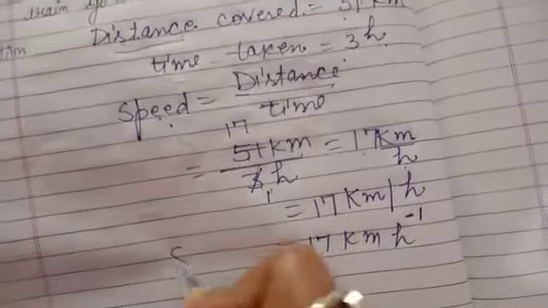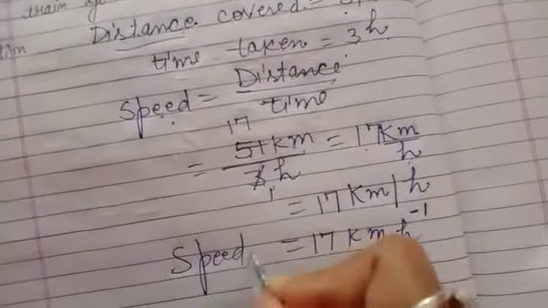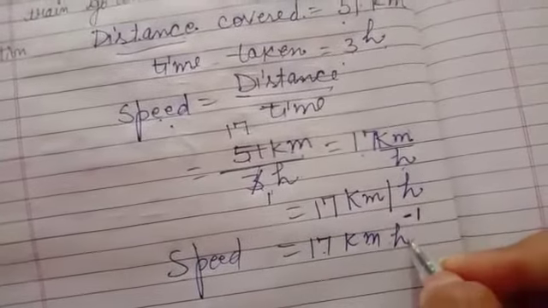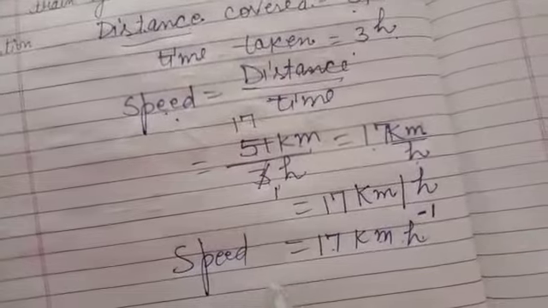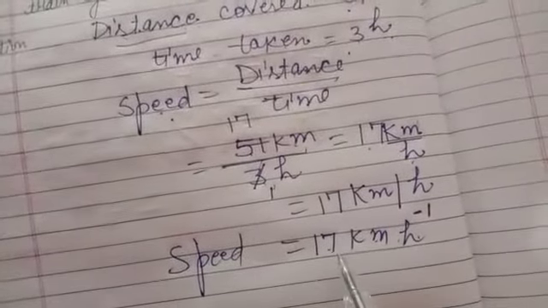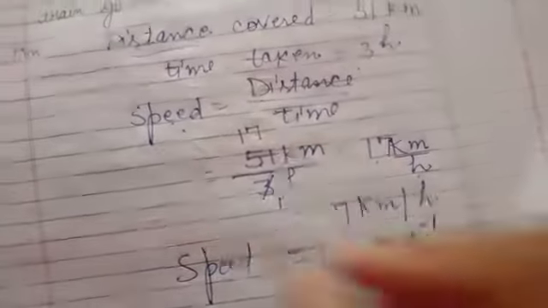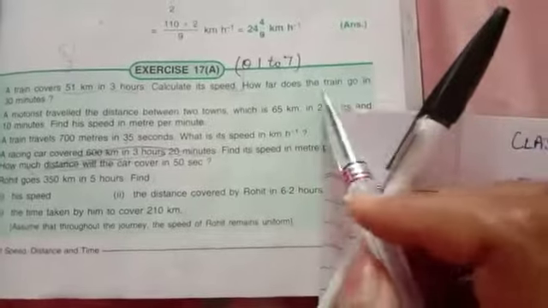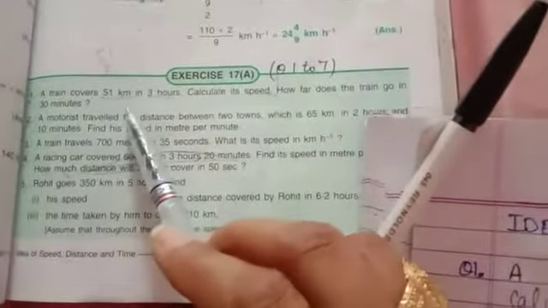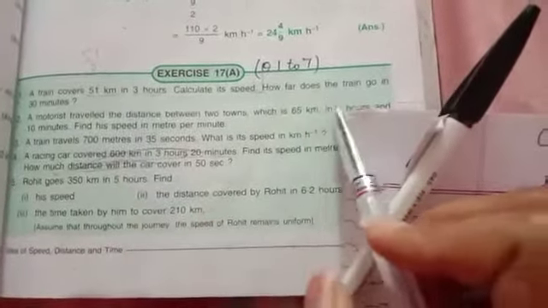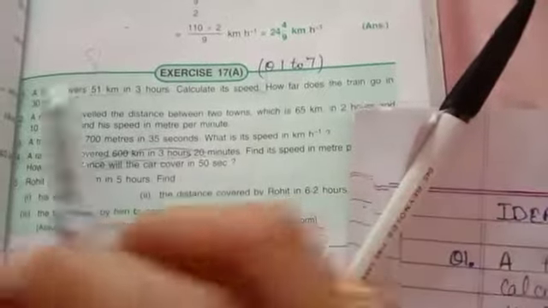So speed is 17 km per hour. It means the object which you are using, the train, is covering 17 km in 1 hour. Right? So the next part of this question is, how far does the train go in 30 minutes? How much distance will it cover in 30 minutes?